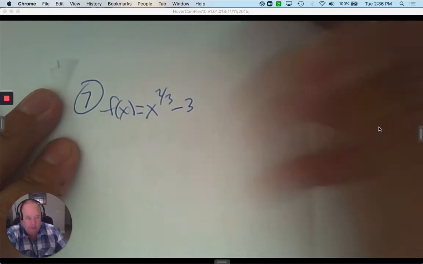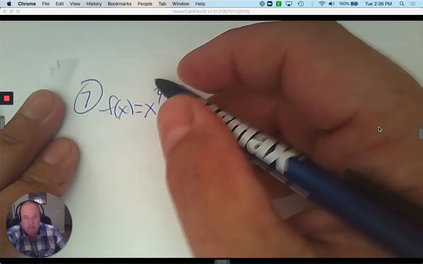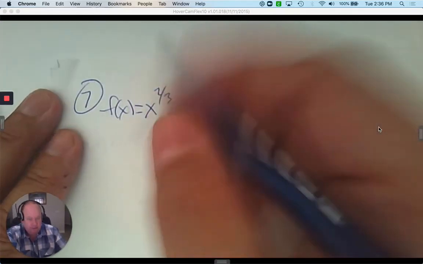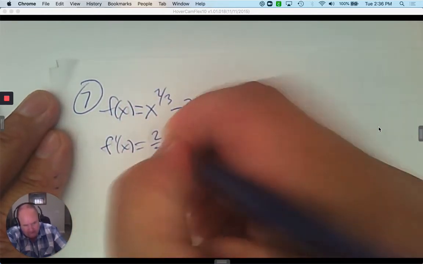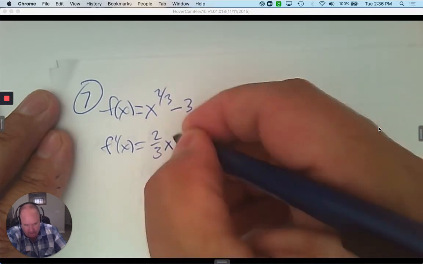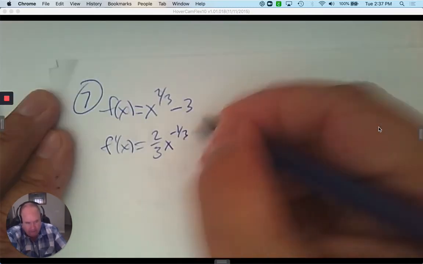So here's a function, not a polynomial. So how do I find concavity? Second derivative, and so on. Take the first derivative, that's 2/3 x to the negative 1/3. The derivative of negative 3 is 0.